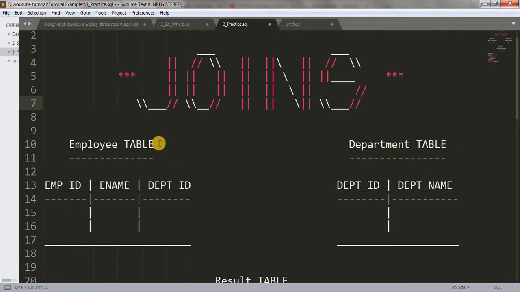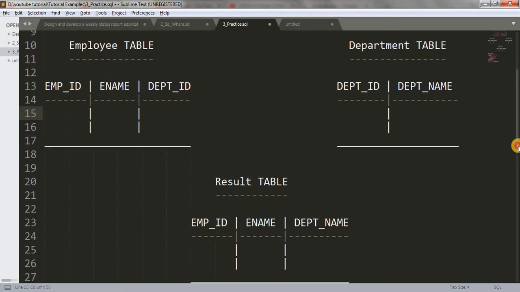All right, suppose we have two tables here, an employee table and a department table. The employee table contains three columns: ID, name and department ID. Here are some values: the name of the employee and the department ID of the department the employee belongs to. And here we have department ID and department name. Suppose we want to get the employee ID and employee name from this table and the department name from this table. How can we do that? We want a result table with employee ID, employee name and department name. So how can we do that?